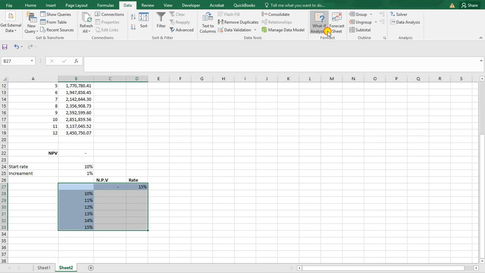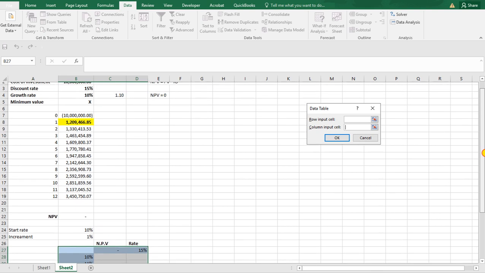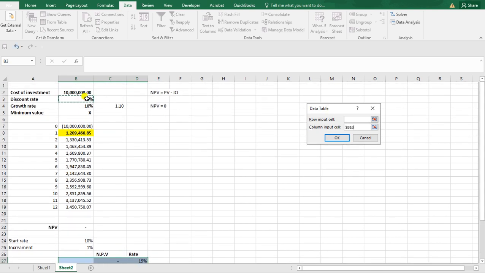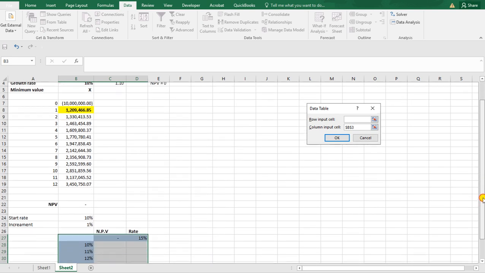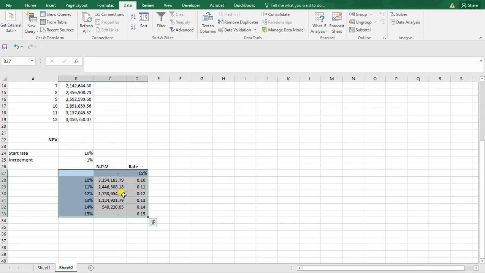So that when you come to what-if analysis, I want my data table and I want to insert our column input cell, because this is our argument, the rates. So I just come to this bit, original input, which was 15%. Now this is where the magic will appear. If I do okay, see what it will give us. It will definitely give us our NPV at different rates between 10 to 15%, having our argument, which we assumed to be NPV equal to 0, or rather the break-even point, right?